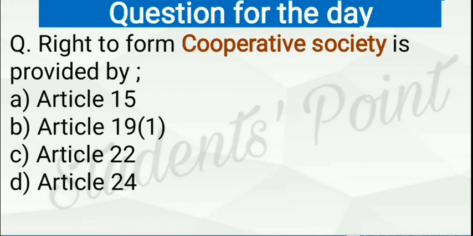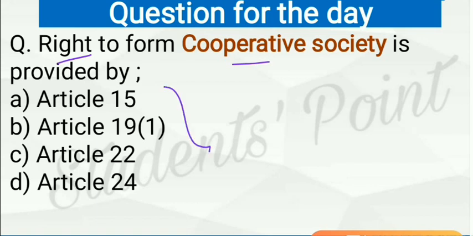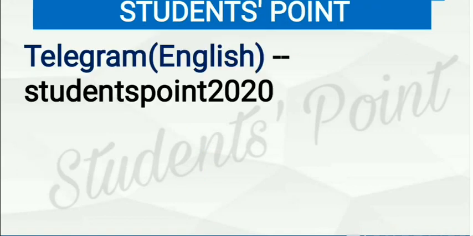You have to answer this question in the comment section, and on weekend we will see how many of you were the most consistent in answering all the questions correctly throughout the week. So let's see the question. Right to form cooperative society is provided under which article of the Indian Constitution? These are the options. Read the options carefully and then answer.